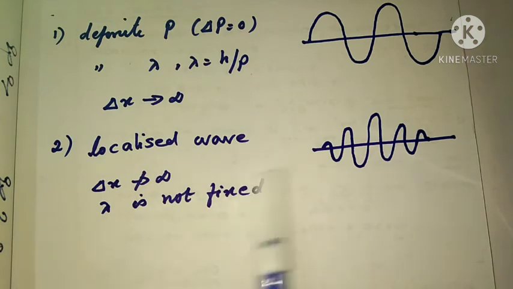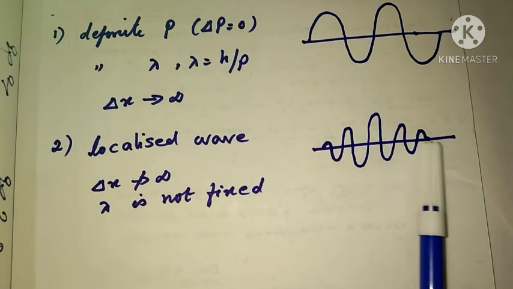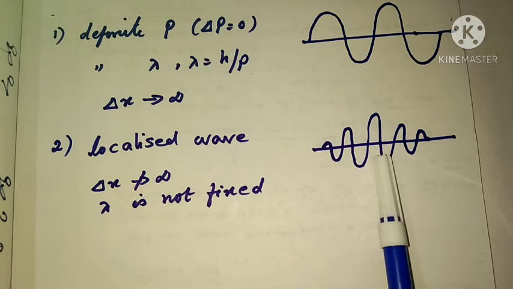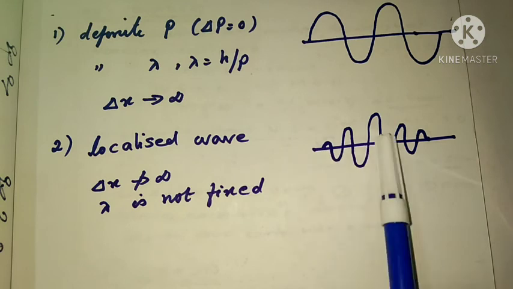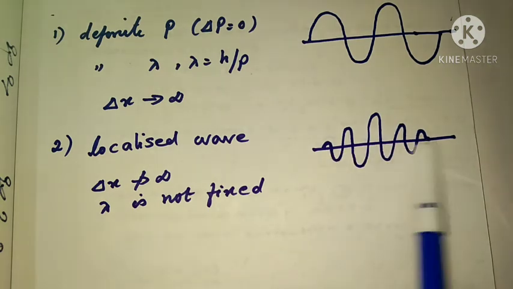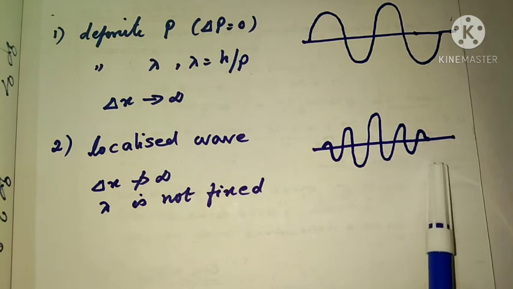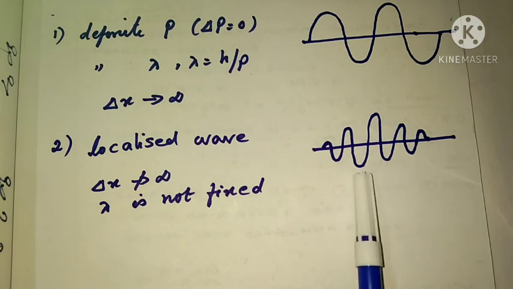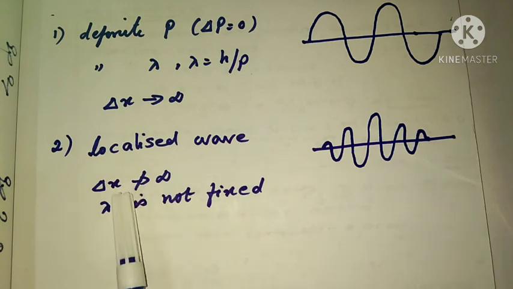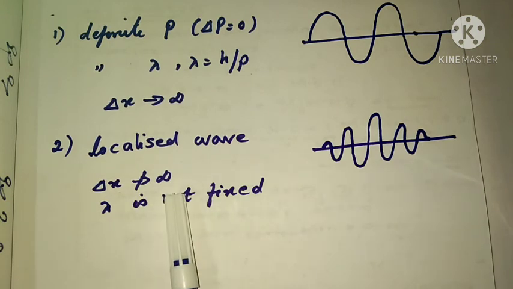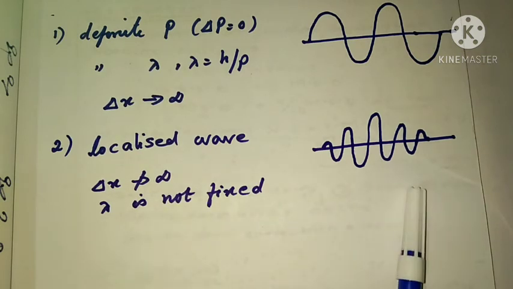So here the lambda is not fixed, but it has a central wave and the wave extends at the two ends of this central wave. Lambda is not fixed. So if lambda is not fixed, then p is not fixed. So delta p is a non-zero value, but the position is not infinity. So there is an uncertainty in position and in momentum.